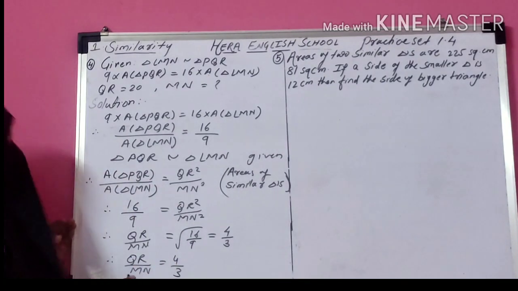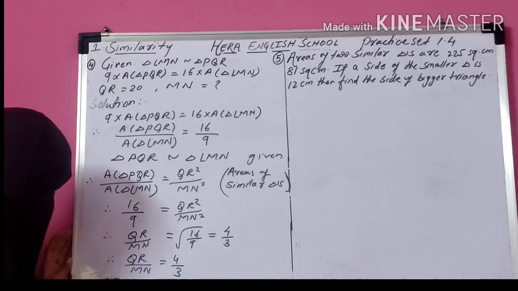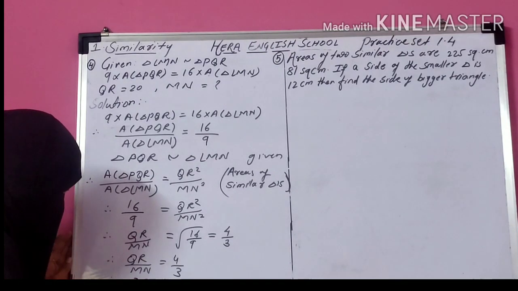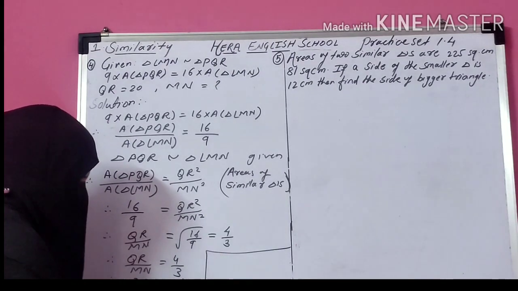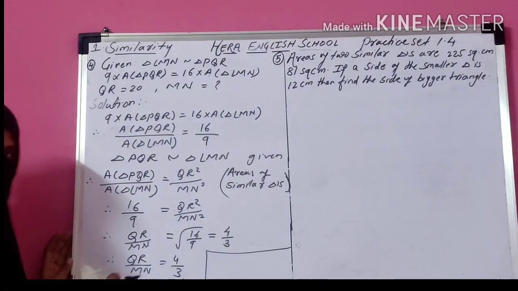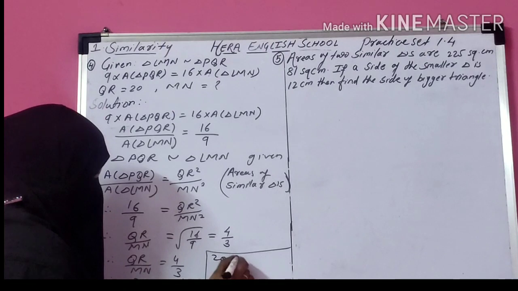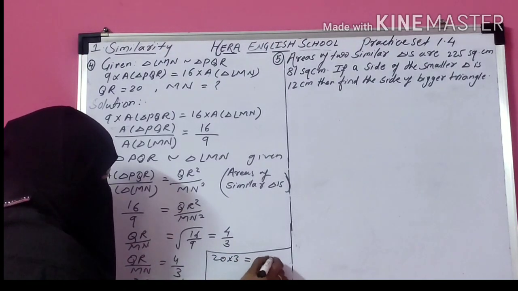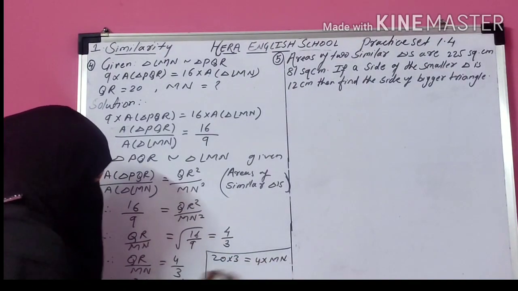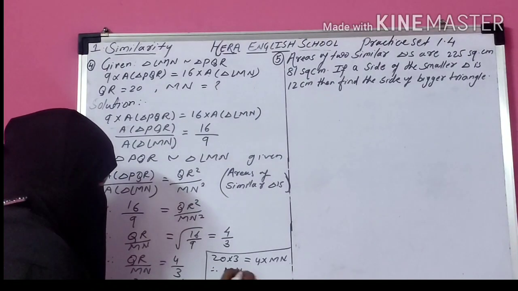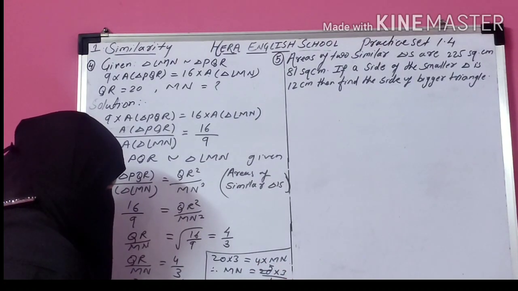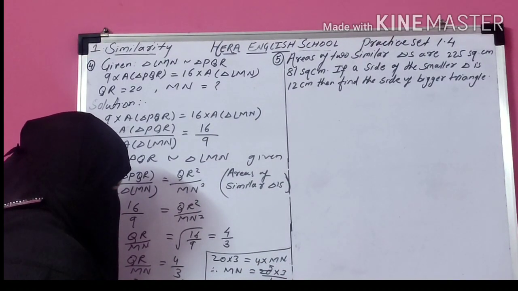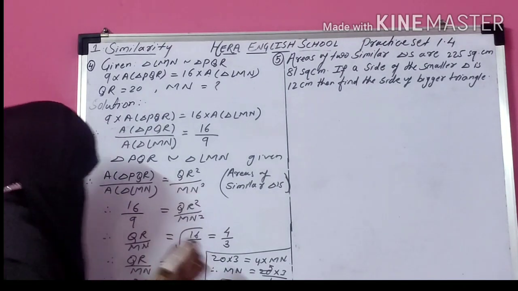Now substitute the value of QR. QR value you are having is 20. So 20 upon MN is equal to 4 upon 3. Now cross multiply. 20 into 3 is equal to 4 multiplied by MN. So MN is equal to 20 multiplied by 3 divided by 4. 4 ones are 4, 5 fours are 20, so therefore MN value is 5 threes are 15. So you get MN value 15.